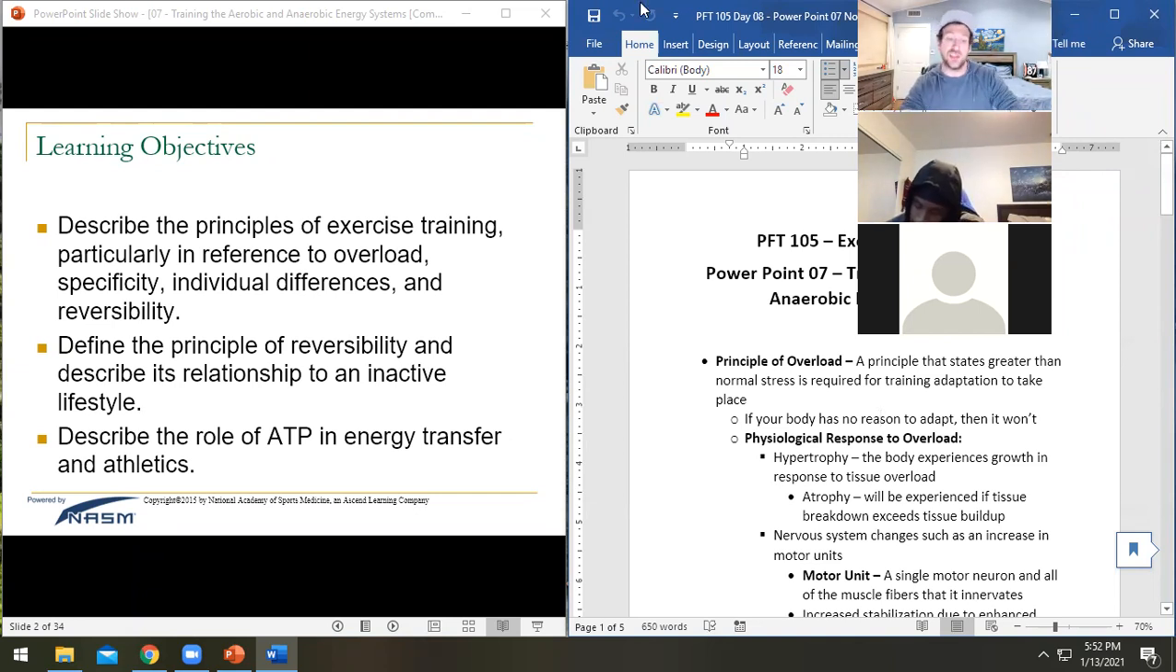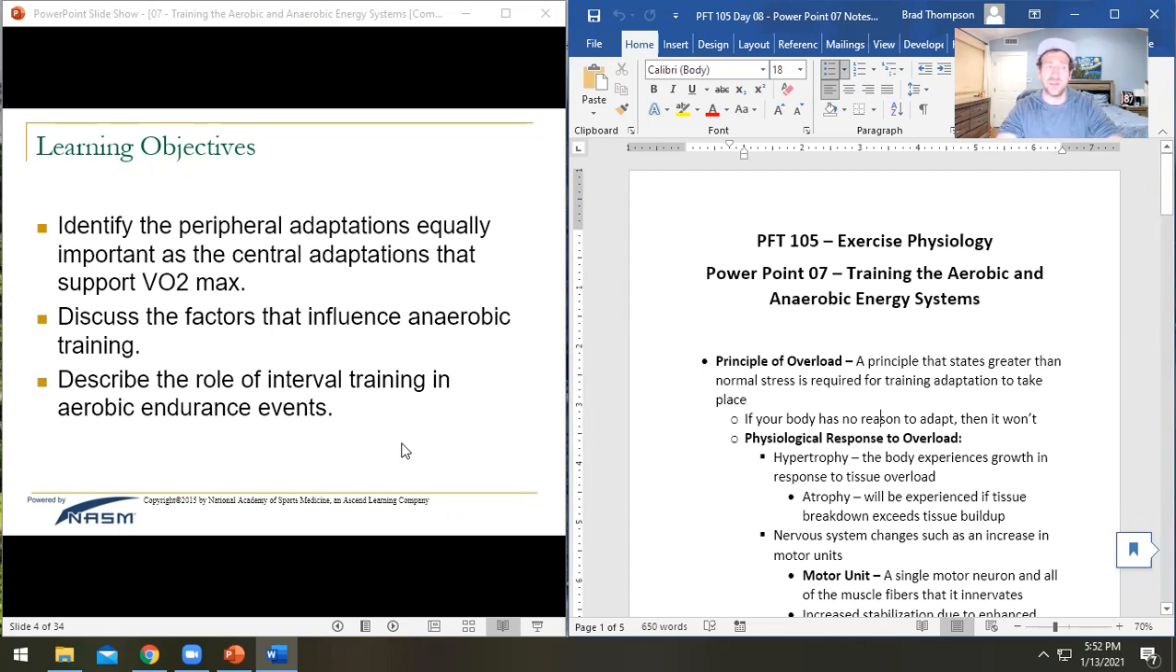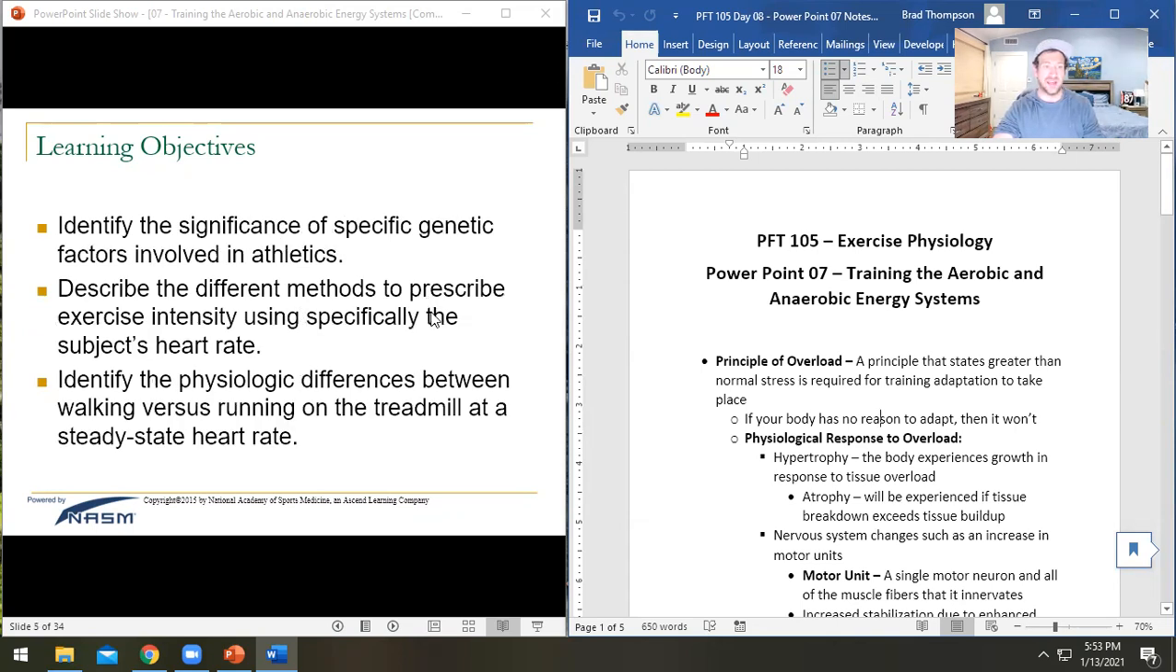We will talk again about energy transfer in terms of athletics, just like we talked about last night, but I'll keep it brief because I know we've already gone over it a lot. We'll talk about the training adaptations that take place in anaerobic training versus aerobic training. So we're going to look at the differences between how we develop type 1 or type 2 fibers, how fast twitch fibers play a role in things like sprinting, and then some of your nervous system changes, which are adaptations, as well as VO2 max changes. What factors influence your anaerobic training, and then we'll end it all by talking a little bit about how interval training is going to have some really positive effects on us as well.